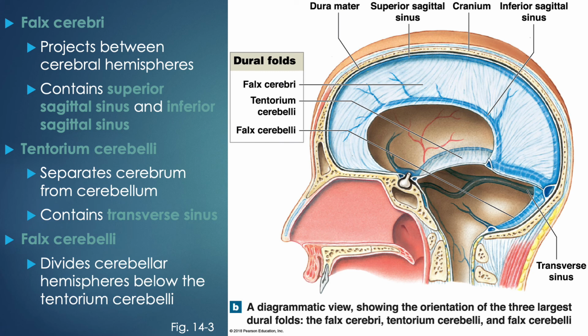And if you think of it, it's basically pitching a tent over the cerebellum. So what this is doing is separating the cerebrum from the cerebellum, and it's going to contain the transverse sinus, which runs transversely. We also have the falx cerebelli, which, just like the falx cerebri, which separates the right and left cerebral hemispheres, the falx cerebelli is going to separate the right and left cerebellar hemispheres, and it does so just below the tentorium cerebelli.